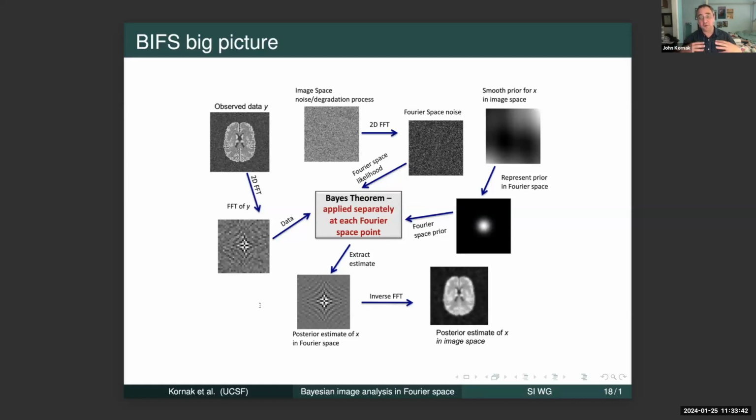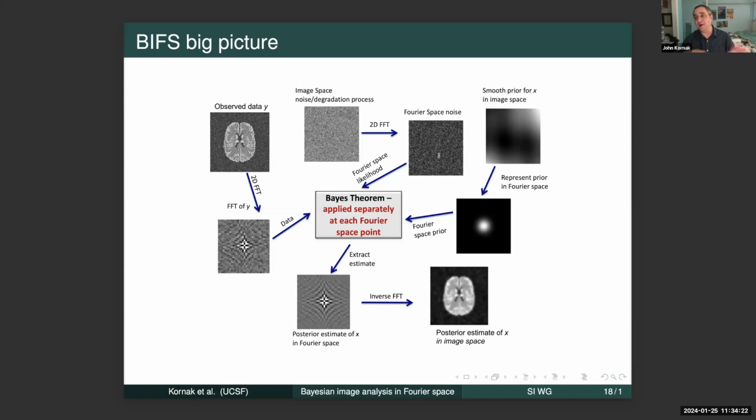So I said a lot, and I just want to step back and give a quick overview of the whole process. Here's a toy example. We're starting with observed data Y. Our first step is always to Fourier transform it, put it in Fourier space, to be our raw data that goes into the model. We have an image space noise process. Let's say that's Gaussian, and after Fourier transform over in Fourier space, it will be Ricean distributed for the modulus.